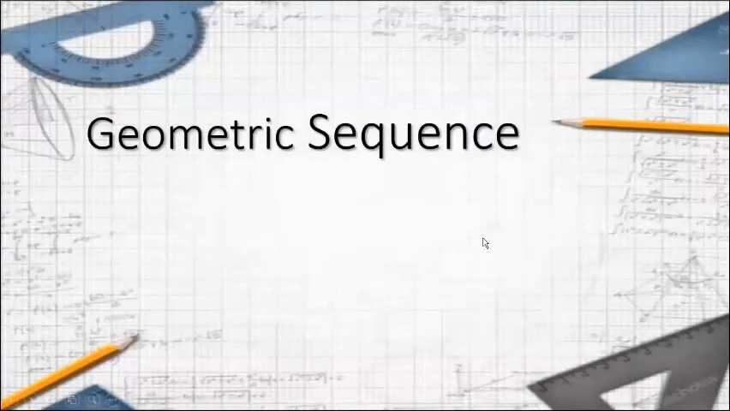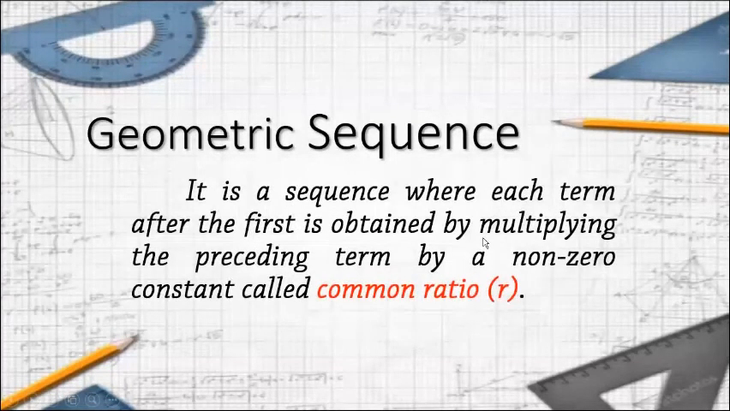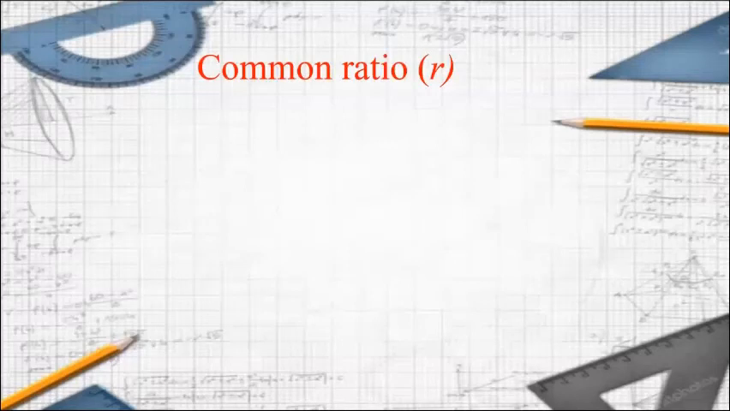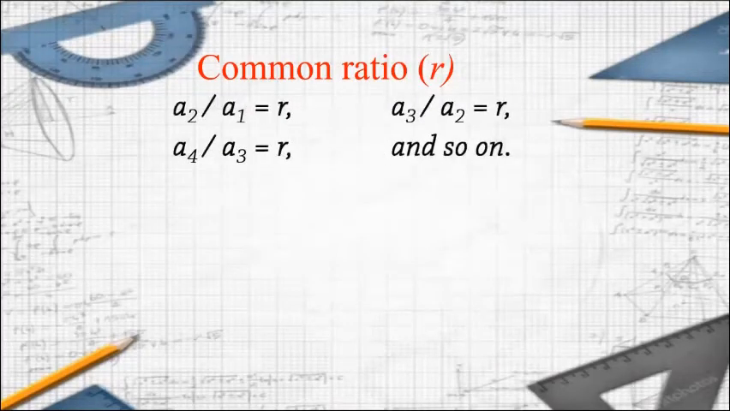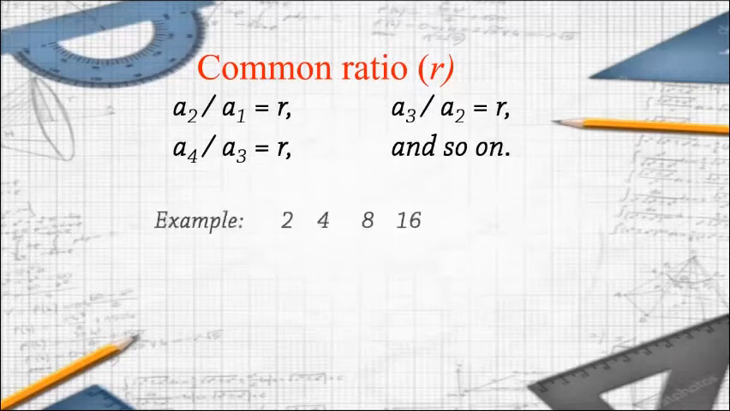Geometric sequence. It is a sequence where each term after the first is obtained by multiplying the preceding term by a non-zero constant called the common ratio. It is represented by the letter r. So the common ratio is obtained by the following equation. We have a sub 2 over a sub 1 is equal to r, a sub 3 over a sub 2 is equal to r, a sub 4 over a sub 3 is equal to r, and so on and so forth. So let's have an example.